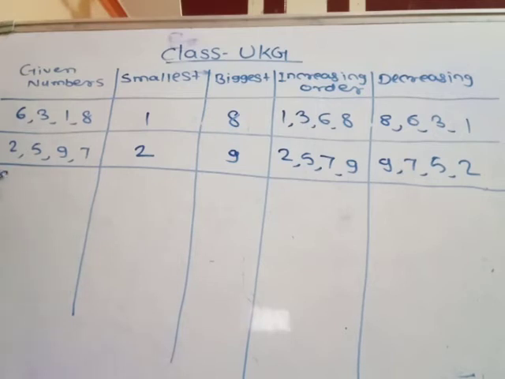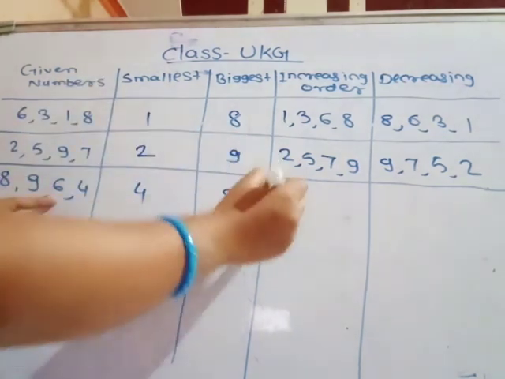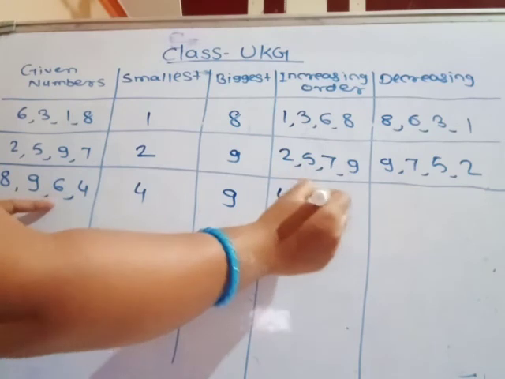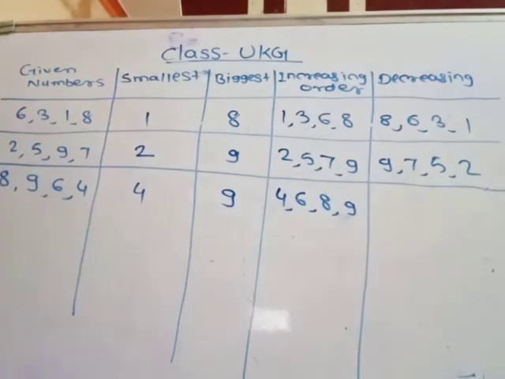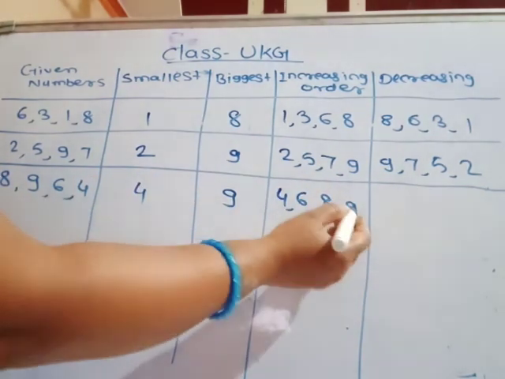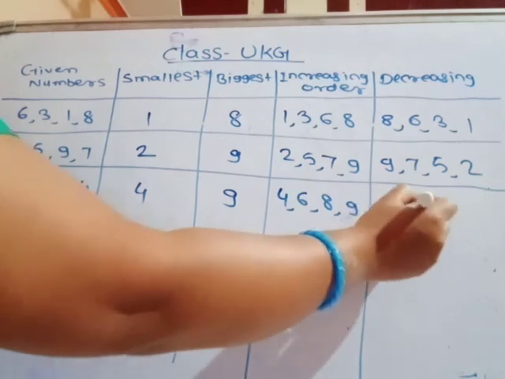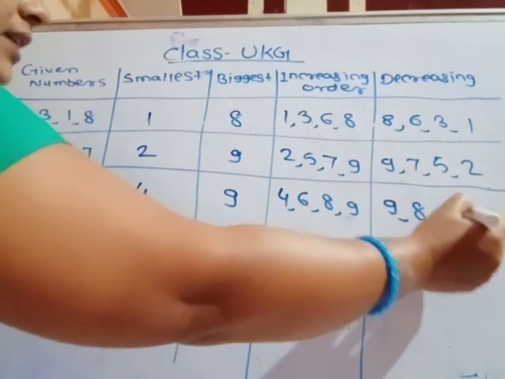Next, 8, 9, 6, 4. In these 4 numbers, which is the smallest? 4. And biggest number 9. Then write increasing, smallest to biggest, 4, 6, 8, 9. And in decreasing, biggest number to smallest one, 9, 8, 6 and 4.